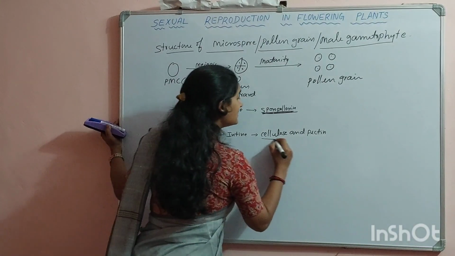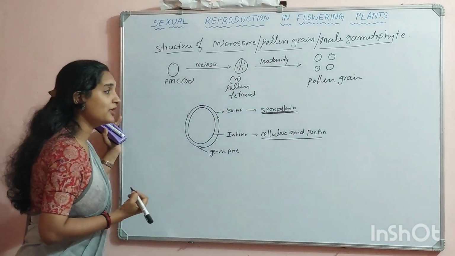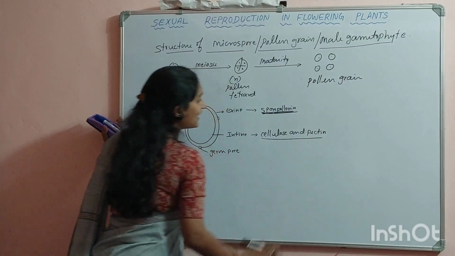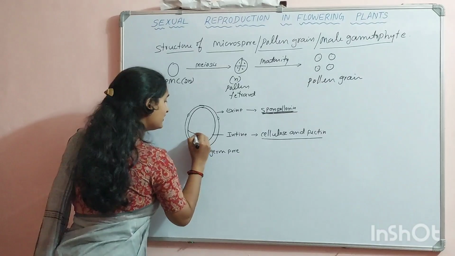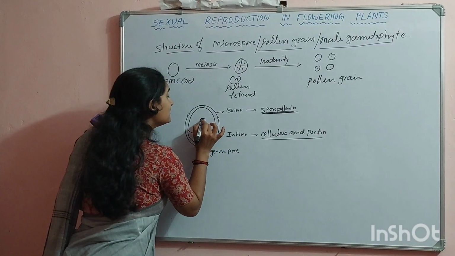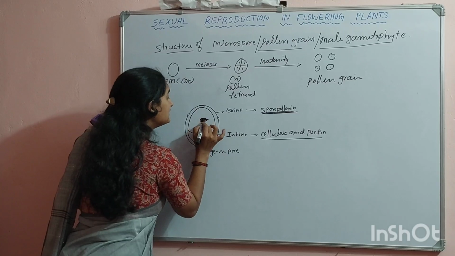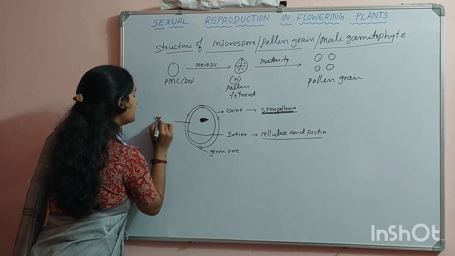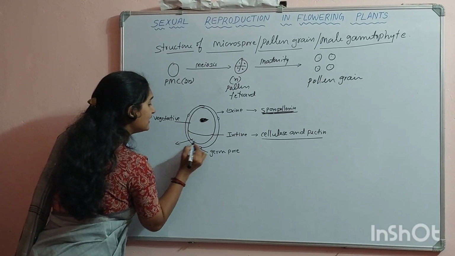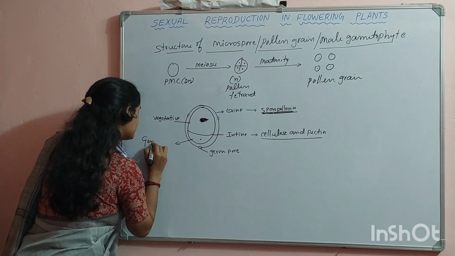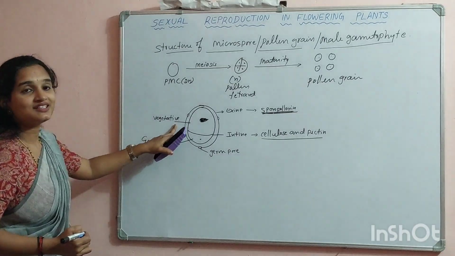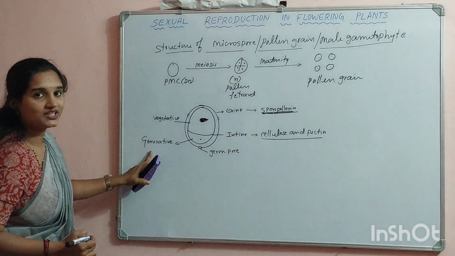And the intine is a single layered structure made up of a continuous layer. It consists of cellulose as well as pectin. And the pollen grain has two cells. The upper and bigger cell is called the vegetative cell, and the lower one is the generative cell. Upper one is the vegetative cell, lower one is the generative cell.